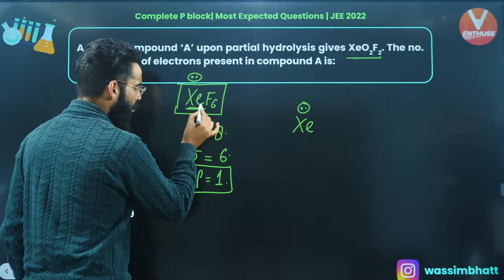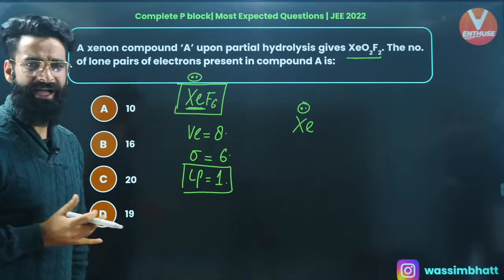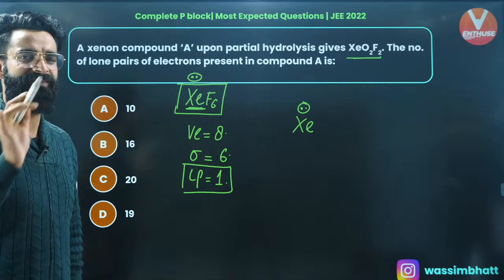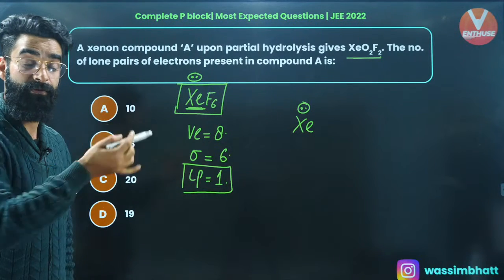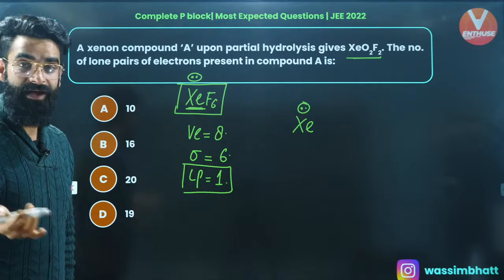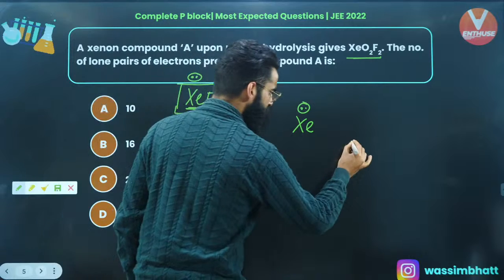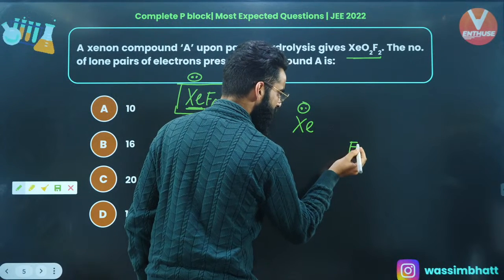And towards this xenon, there are 6 fluorines attached. On every fluorine, there will be 3 lone pairs. As simple as that, right? Because if you talk about fluorine, it has got 7 valence electrons, right?